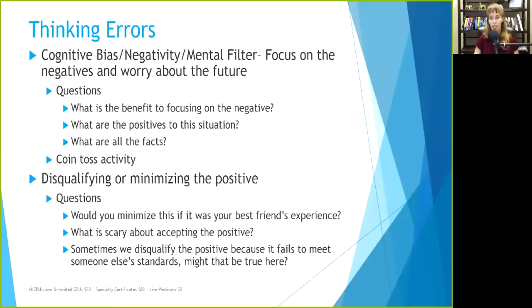Sometimes we disqualify the positive because it fails to meet someone else's standards. So ask people, might that be true here? I know when I was growing up and going through school and college, I got my doctorate, but I will ever and always be not a real doctor, because a PhD is not an MD. And I'm like, really? So is it somebody else's standards, or can I feel good about having a PhD?